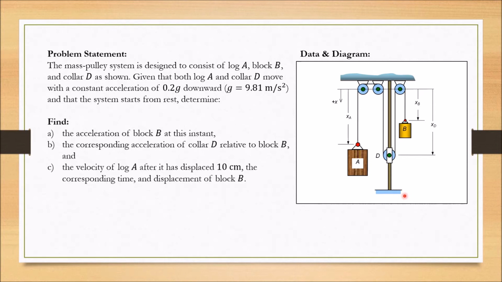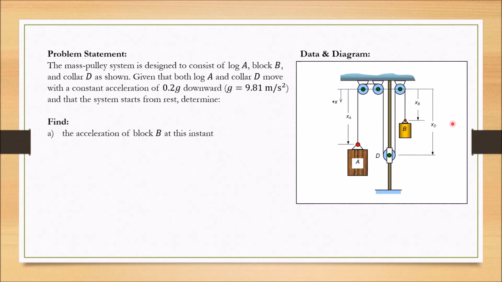the instant, B, the corresponding acceleration of collar D relative to block B, and C, the velocity of log A after it has displaced 10 cm, the corresponding time, and the displacement of block B. This is the diagram of the problem. We create a datum, a reference line at this level passing through the center of 3 pulleys.